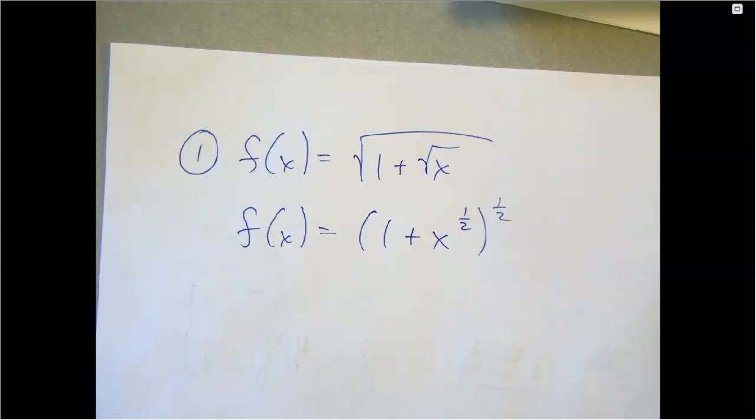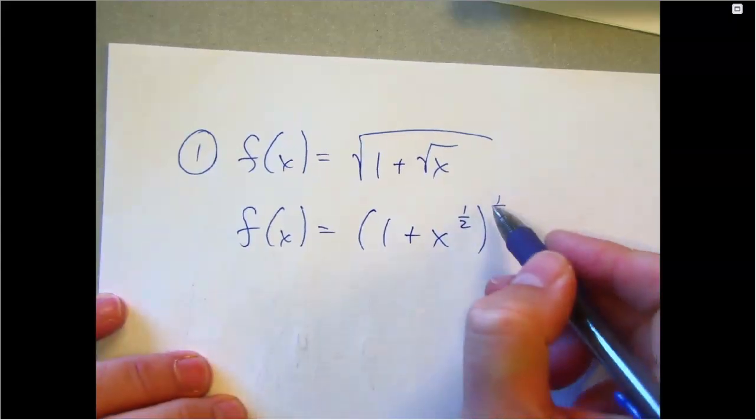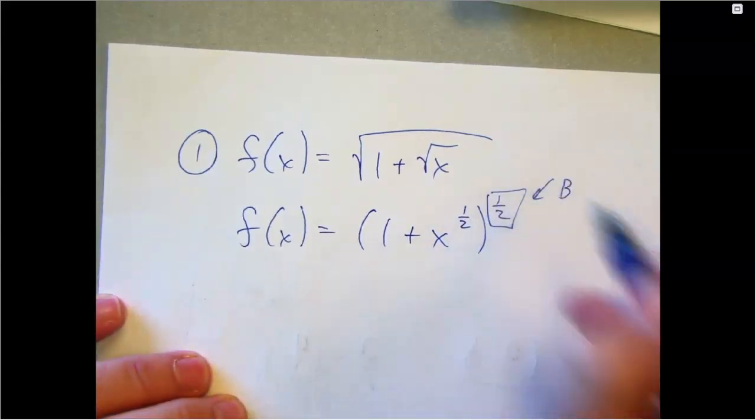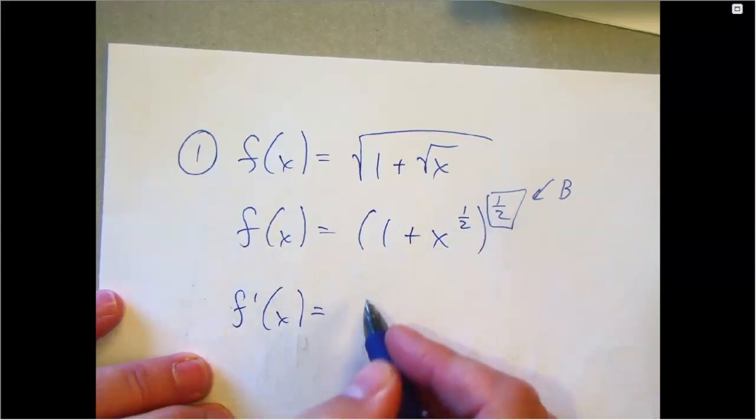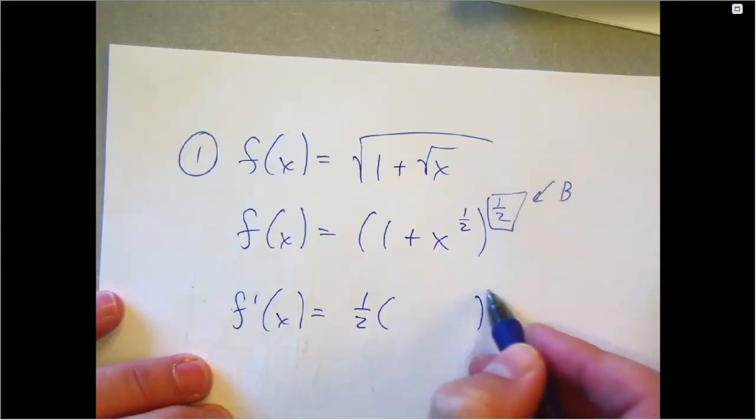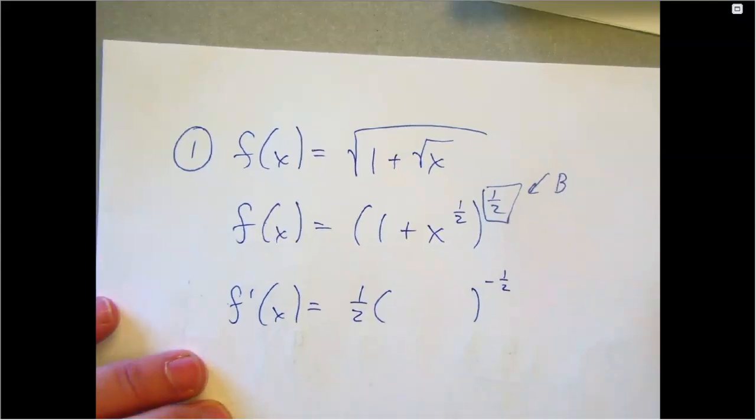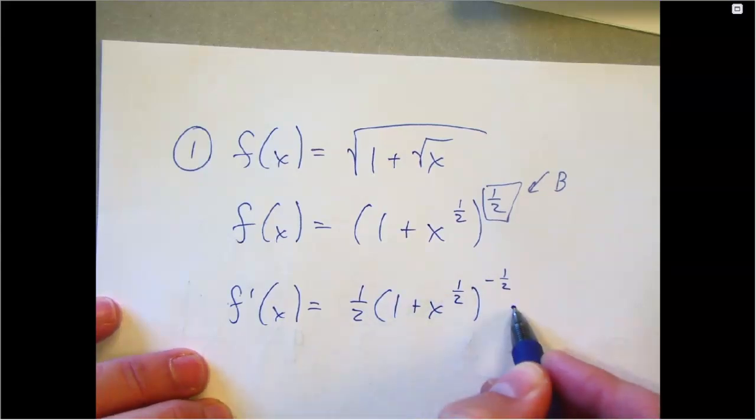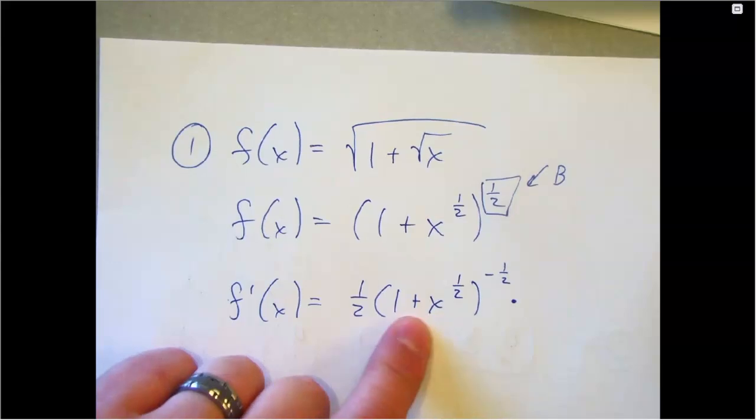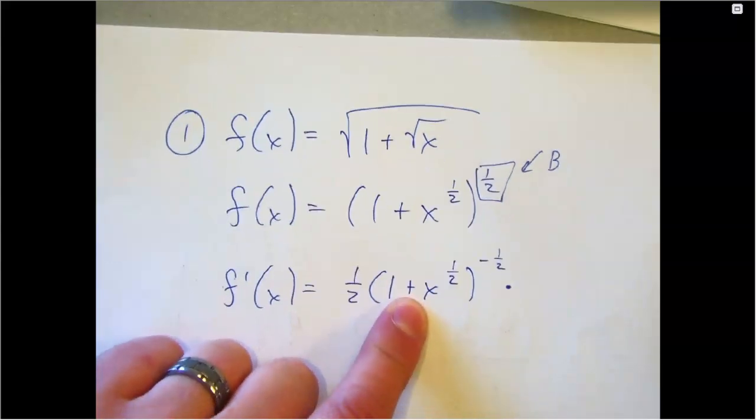So then I've got a chain rule. So my big guy is this 1 half. So I take the derivative of the big guy first. So the way I take the derivative of the power is to bring it down and reduce by 1. And the little guy gets left alone, right? So 1 plus x to the 1 half goes in here. Then the chain rule piece is I multiply by the derivative of this little guy. So I multiply by the derivative of 1 plus x to the 1 half.